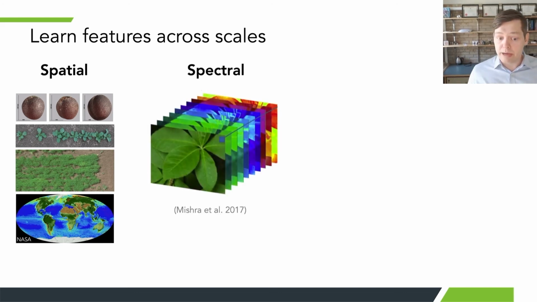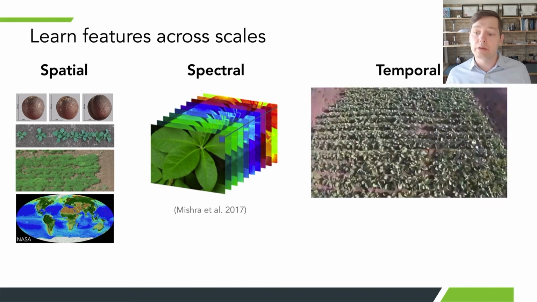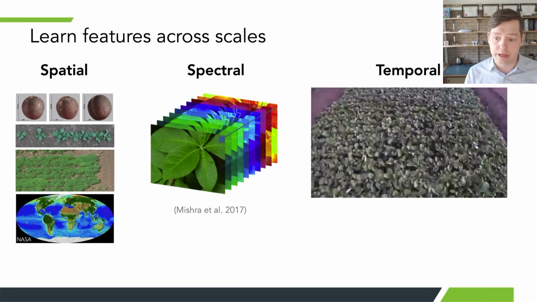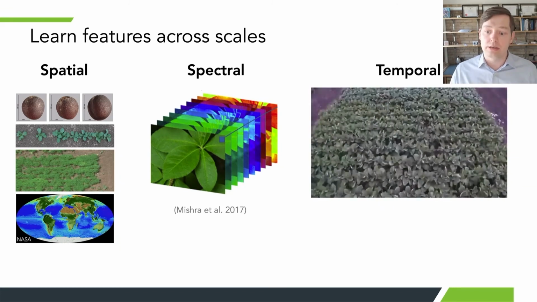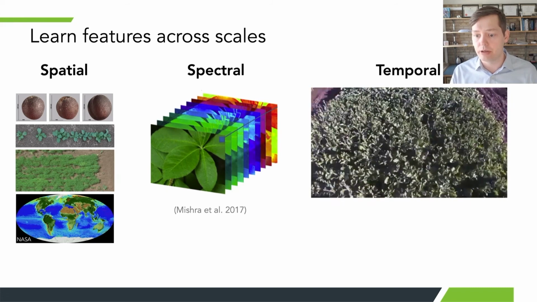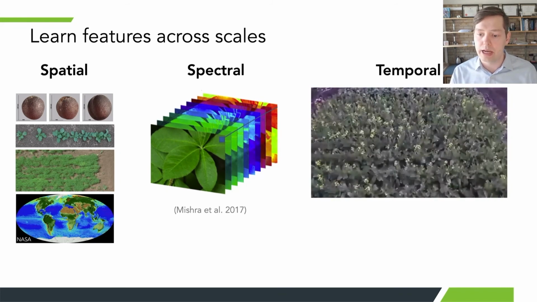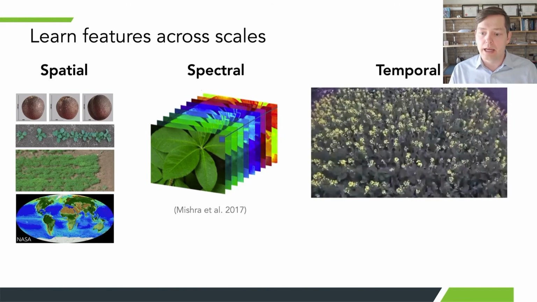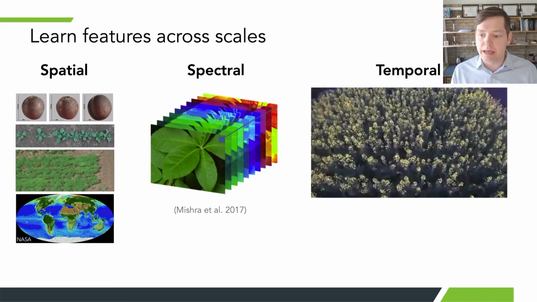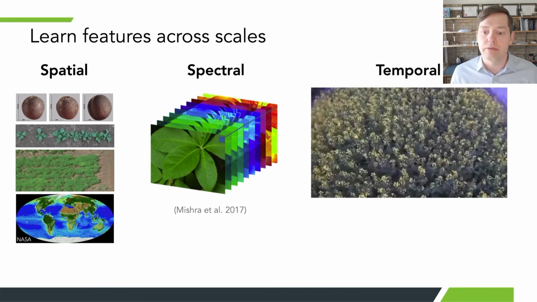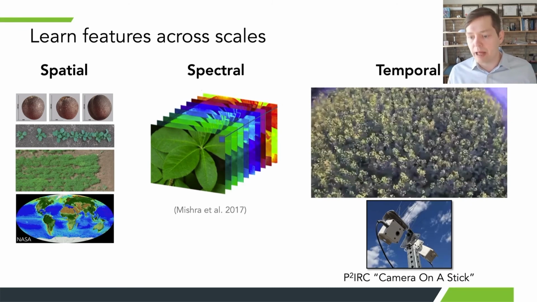We can also think of the spectral scale: if you have multi or hyperspectral images, we can learn features across the spectrum. And if you have sequences of images over the plant's growth life cycle, we can also learn features across time. These time-lapse images are of a canola field from the research fields at Agriculture Canada. In particular for plant-based data and growth cycle data, we think these temporal features can be very important. These time-lapses were captured by our camera on a stick that we developed for capturing long-term image sets over the growing season.